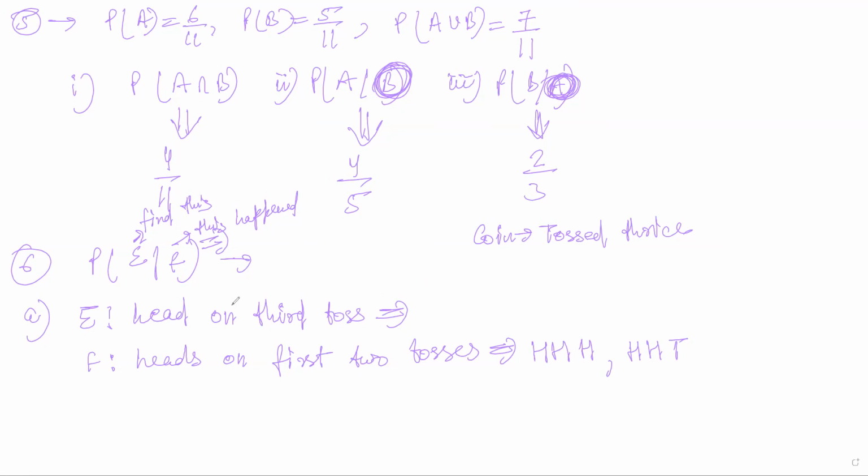Now if we write the whole event E, that is head on third toss, we do not give consideration to F right now. We just want to identify what event E contains. In how many cases can we have head on third toss? Can you tell me all those elements in which there is head on third toss?